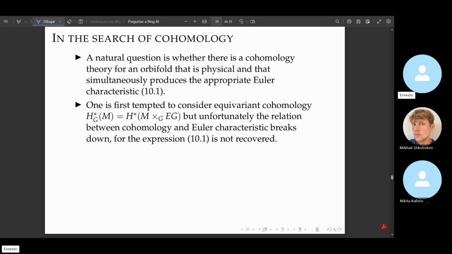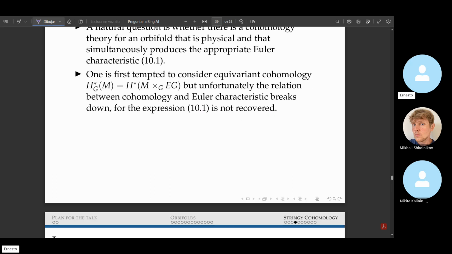But it does not quite recover this notion of Conway and Thurston on the Euler characteristic, the orbifold Euler characteristic. You would like the Euler characteristic of this cohomology to be the orbifold Euler characteristic, and this is just not the case.